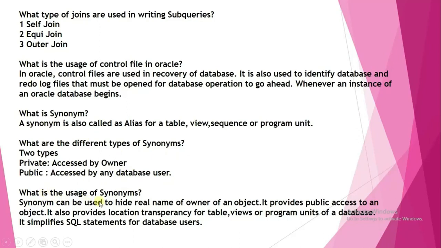What is the usage of synonyms? Synonyms can be used to hide the real name and owner of an object. They provide public access to an object. They also provide location transparency for tables, views or program units of a database. They simplify SQL statements for database users. This is what is called the use of synonyms.